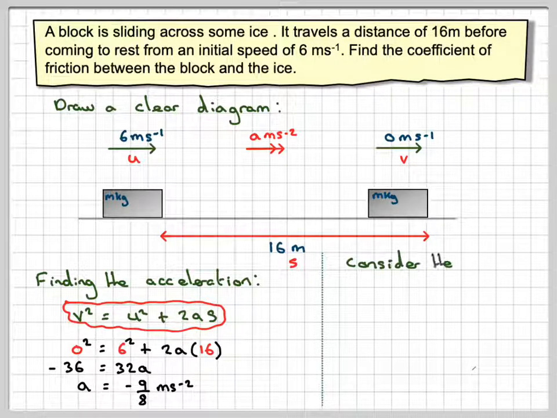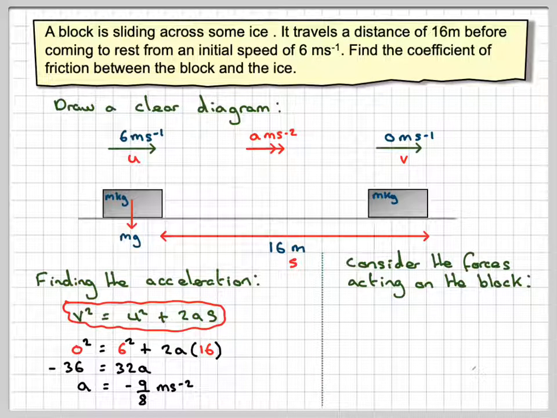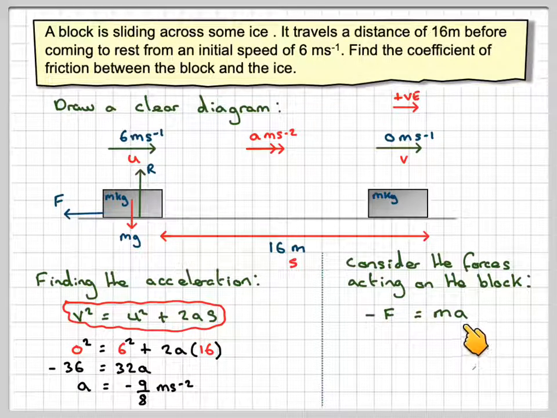Now, if we consider the forces acting on the block, the forces acting on the block are the weight acting downwards, which is mg. We don't know the mass. There is a normal reaction R, and as it's moving this way, if it's sliding across, there is a frictional force acting against the direction of the motion, which we're going to call F. So using Newton's second law, we're going to take this way as positive, so the force will be minus F. Minus F will be equal to the mass times the acceleration.